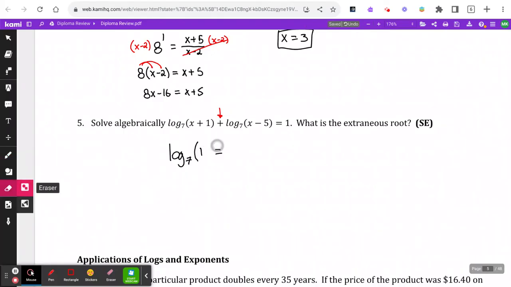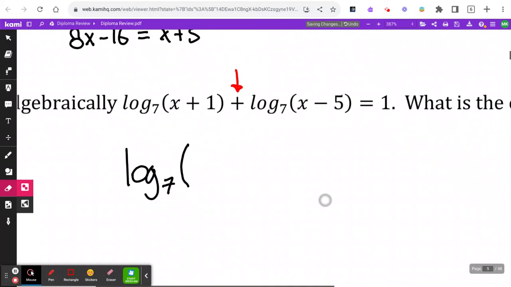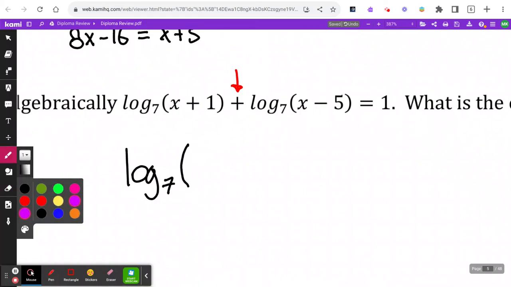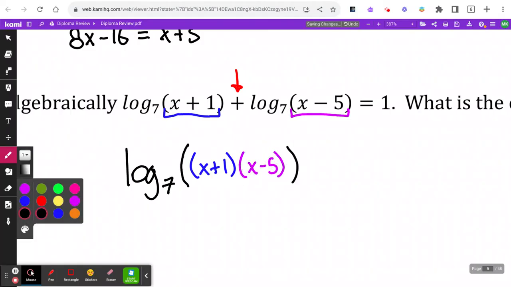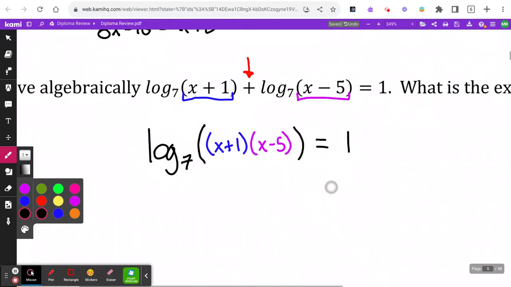What am I doing? I'm like skipping steps here and I shouldn't do that. Log base 7, x plus 1 times x minus 5 equals 1. The whole purpose of getting one log is so I can then switch it out of log form. I now want it exponential form. I'm going to turn it into a power. This is 7 to the power of 1 equals x plus 1 times x minus 5.